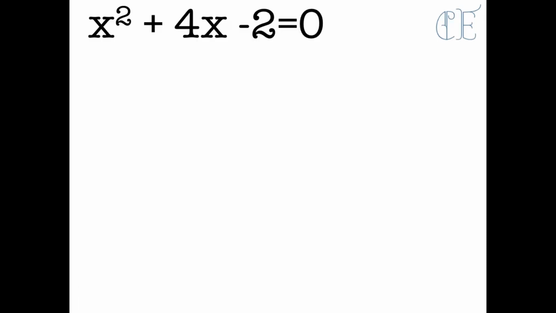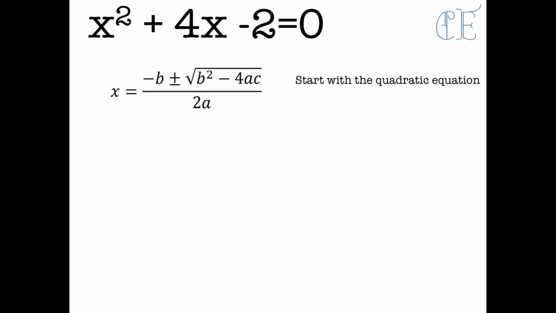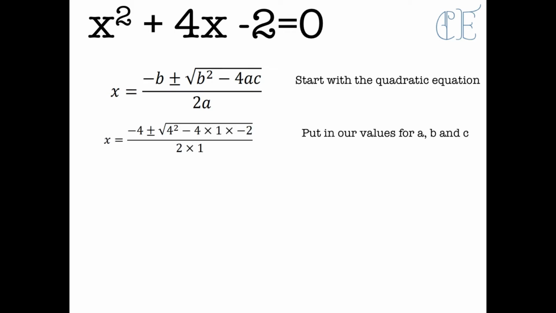So let's look at this equation and try and put it into the quadratic formula to work out the roots. So start with the quadratic equation and then put in all of our values for a, b and c. I haven't actually done any calculations yet. All I've done is put in my b's, my a's and my c. So everywhere that there is a b, I would put 4. Everywhere that there is an a, I would put 1. And everywhere that there is a c, I would put minus 2.